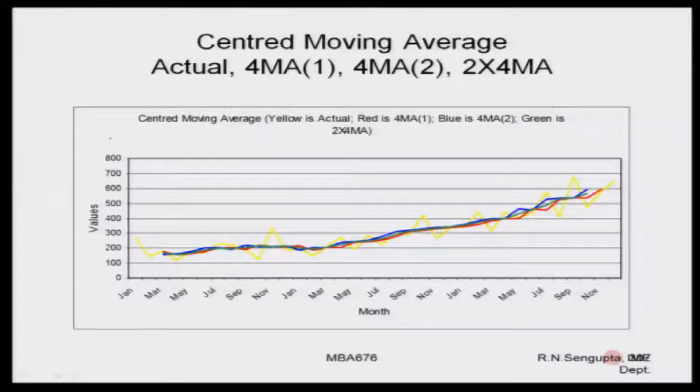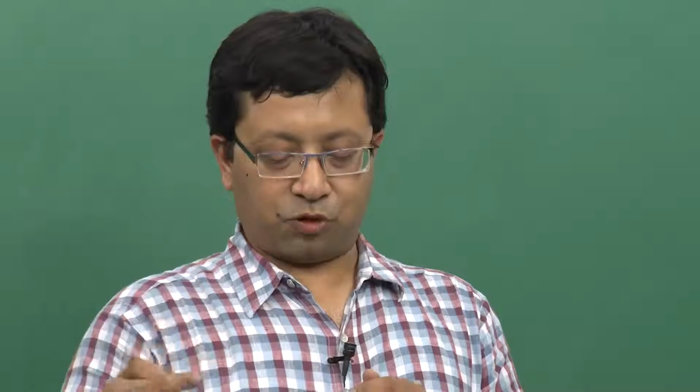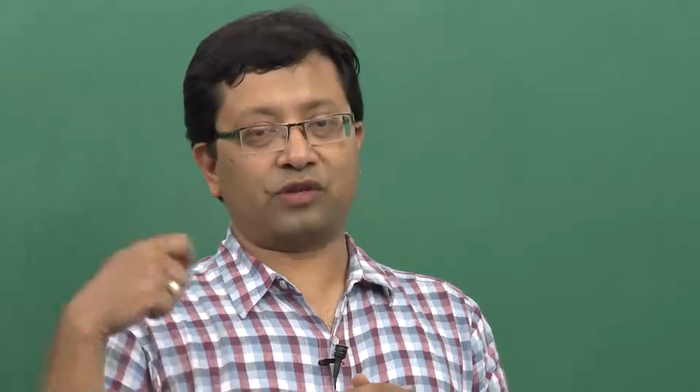So, if I plot this graph for the case of the even month moving average, 4 month 1, 4 month 2 and 2 into 4 month average, again yellow is the actual one, the red and the blue one are the 4 month average 1 and 4 month average 2. Obviously you see there is some fluctuation, but these fluctuations are happening in such a way that if you add up both these values, the red and the blue one, you will get a much more smoothed line, which is the green one, which will give you a much better prediction or forecasting for the overall fluctuation which is happening for the actual data.